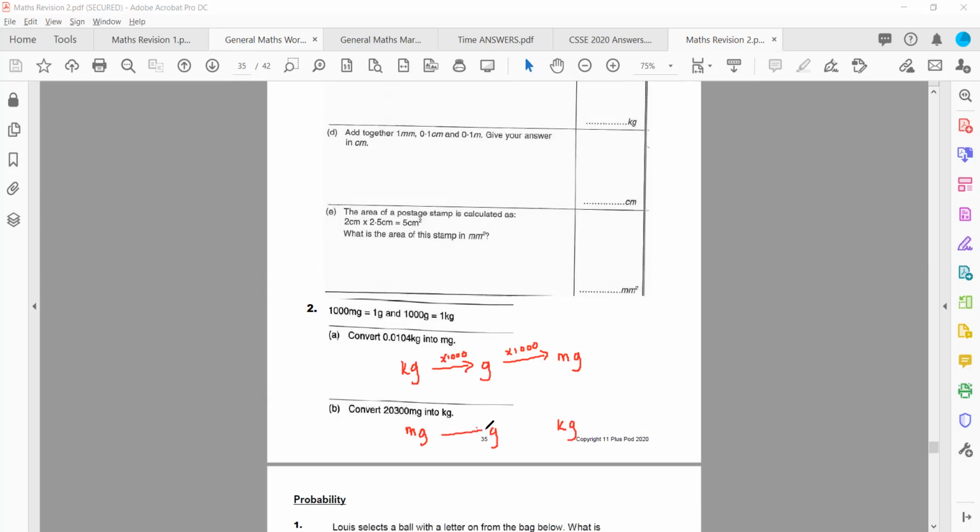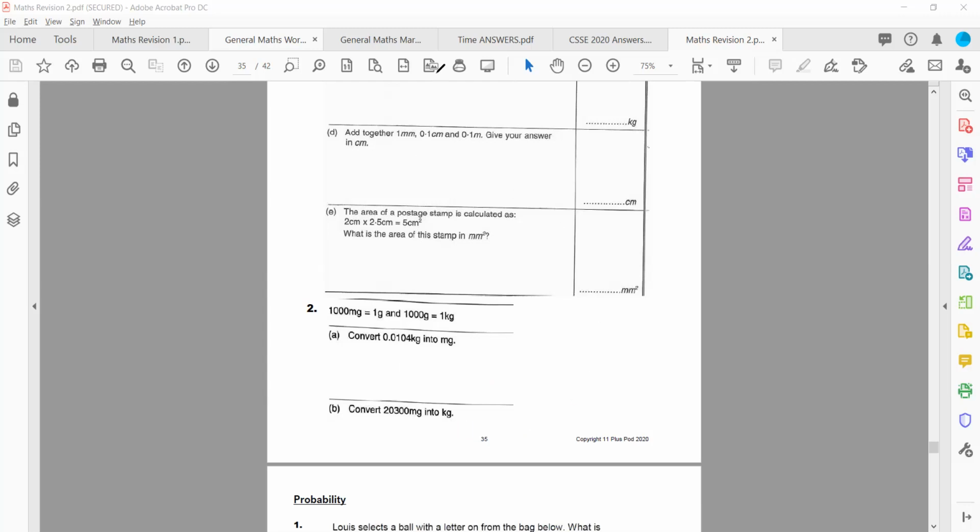So to go from milligrams to grams, there are 1,000 milligrams in a gram. So you're going from 1,000 down to 1. So you would divide by 1,000. And to go from grams to kilograms, there are 1,000 grams in 1 kilogram. So you're going from 1,000 down to 1 again. So you are dividing by 1,000. And again, you can check your answer booklet to see if you've got the right answer there.